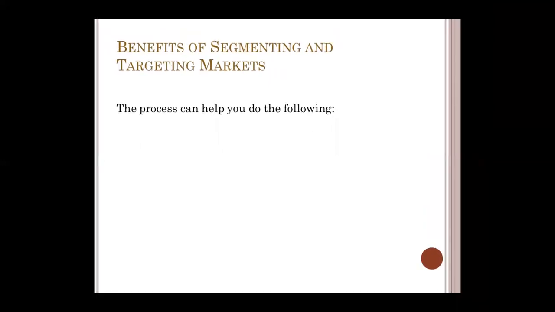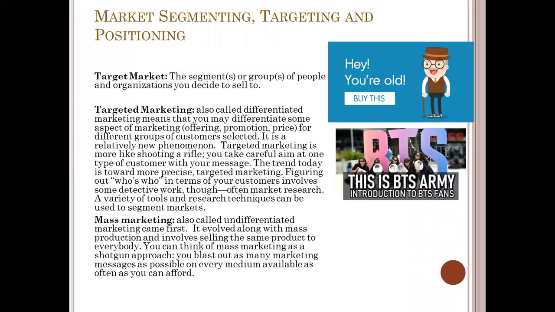We also have here an example of mass marketing, or the meaning of mass marketing. Mass marketing is also called undifferentiated marketing. So we have here the opposite of targeted marketing. Targeted marketing is differentiated marketing, while mass marketing is undifferentiated marketing. Why is it undifferentiated marketing? Because it goes along with mass production and involves selling the same product to everybody. You can think of mass marketing as a shotgun approach. You blast out as many marketing messages as possible on every medium available as often as you can afford. So for mass marketing, you are selling your product or services to everyone.